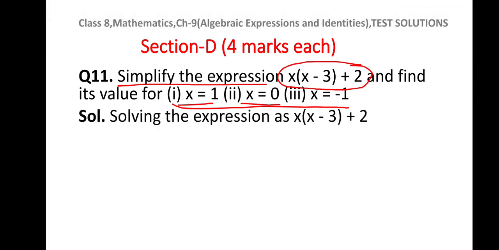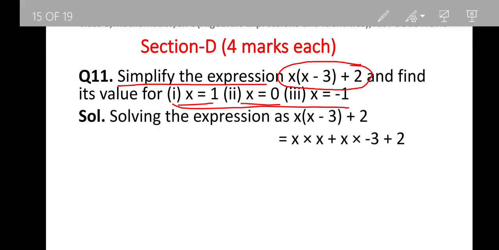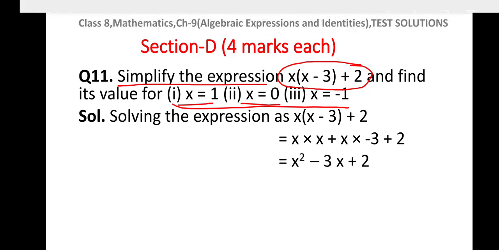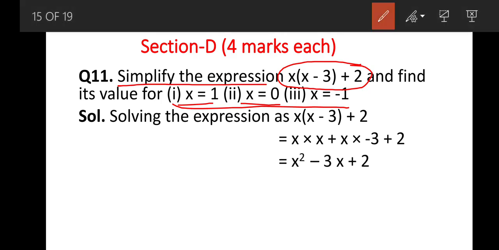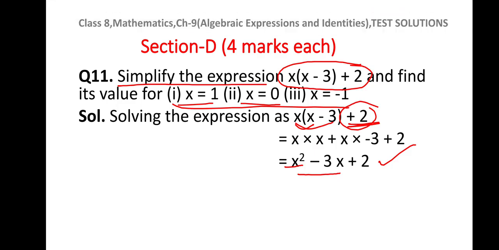First of all, solving the expression. How I have solved it? x into x, x square, minus x into 3, minus 3x, plus 2 will not be multiplied to x because it is written separately. It is not inside the bracket. So it will be x square minus 3x plus 2. Now it is very simple. Keep on putting the values of x and keep on getting the different values for answers.